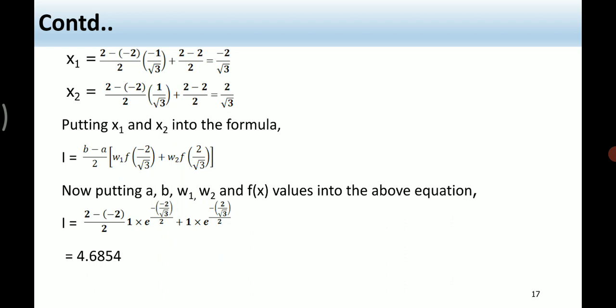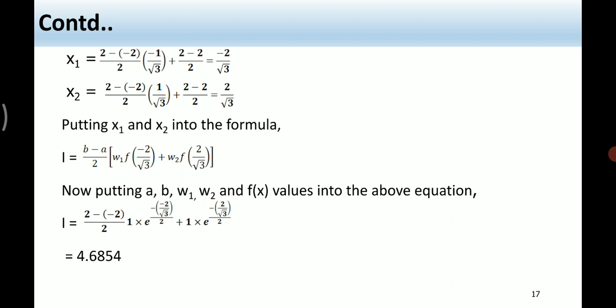And to calculate your x2 value, you substitute your b value, a value, z1 value and z2 value, and get your result. So we have 2 minus of -2 divided by 2 into 1 by root 3 plus 2 minus 2 divided by 2, you get 2 by root 3.